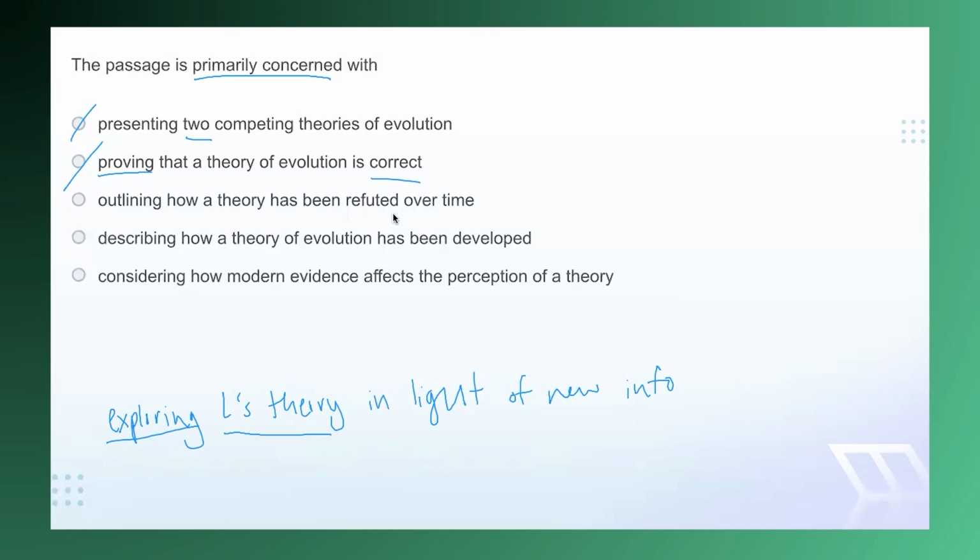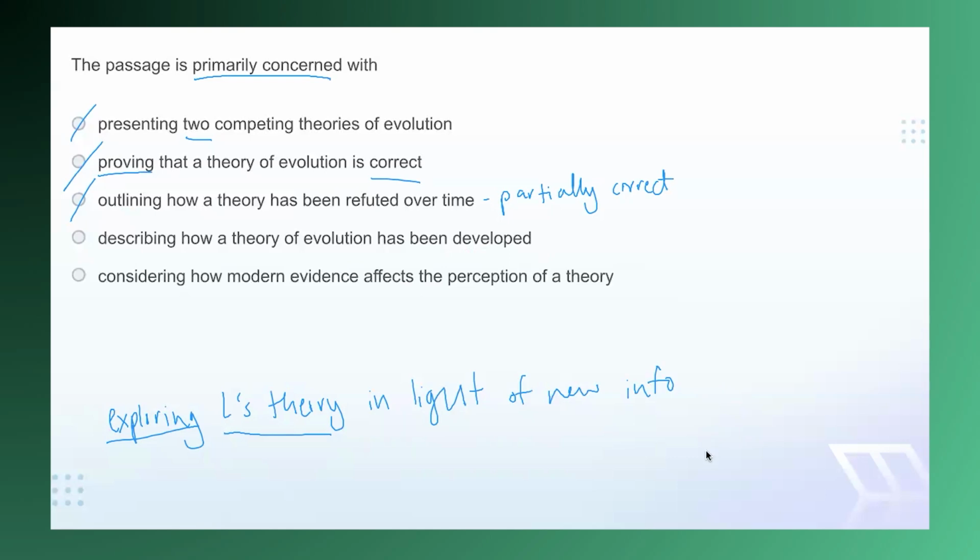But as we also just established, it hasn't been entirely refuted. The last paragraph, one of three paragraphs, is focused on a case in which Lamarck is right. So while this may be correct for the first two paragraphs, it does not work for the third paragraph. This is only partially correct, so we can eliminate it.